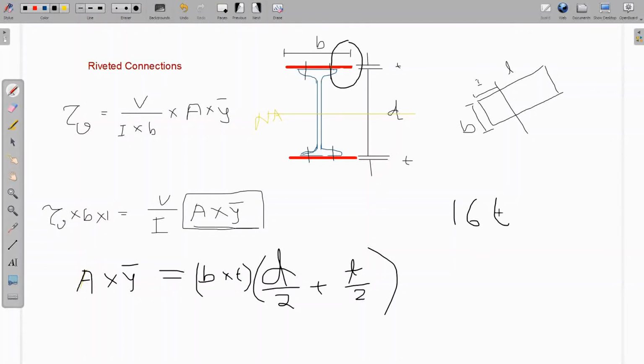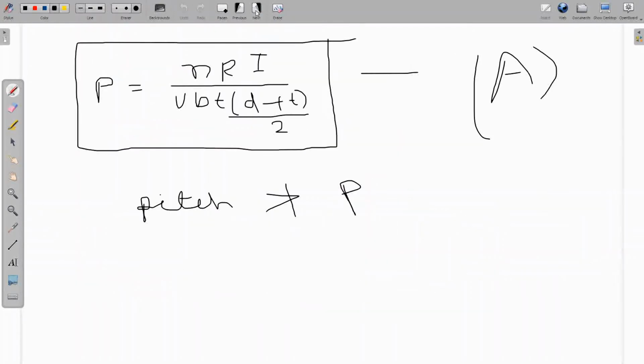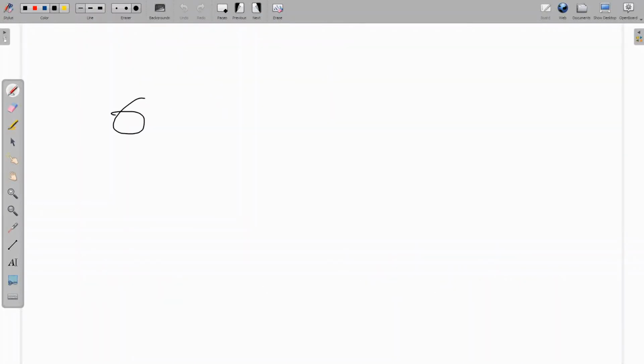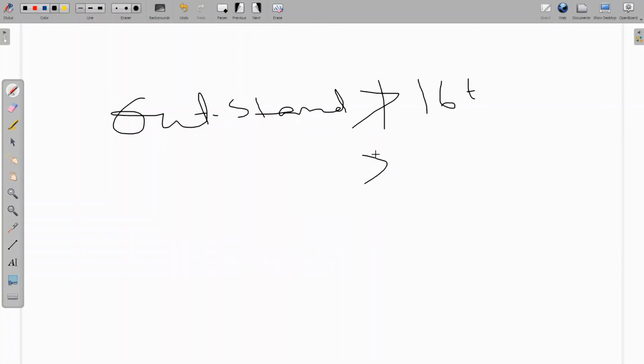When it is under compression, if you say this value is X, this X should not exceed 16 T. When it is under tension, this value should not exceed 20 T. That means in simple words, the outstand should not exceed 16 T when the beam is under compressive force, and it should not exceed 20 T when it is under tensile force.